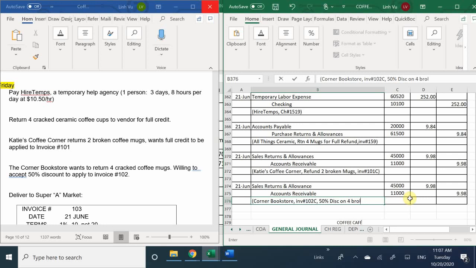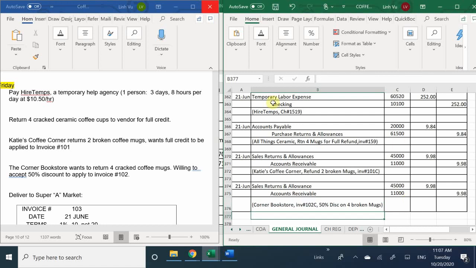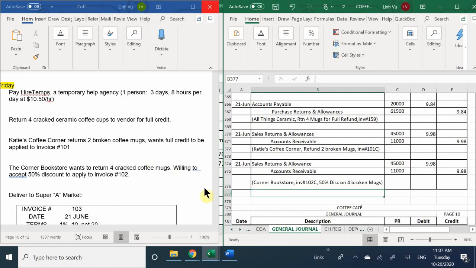Oh my gosh, I cannot type to save my life today. Broken mugs. There you go. So we finish off the last page, page 9.